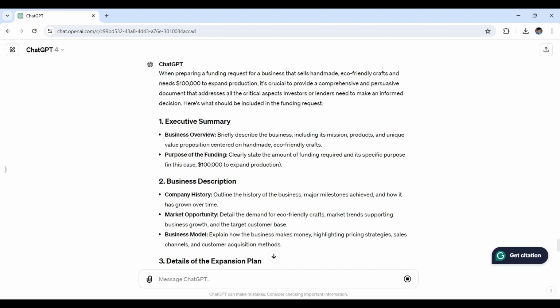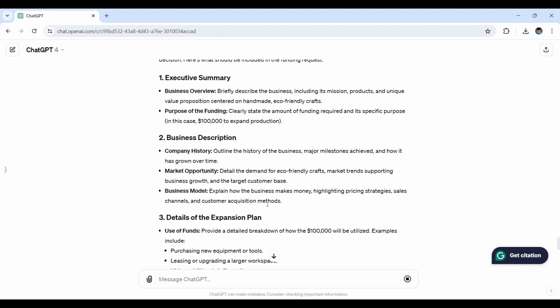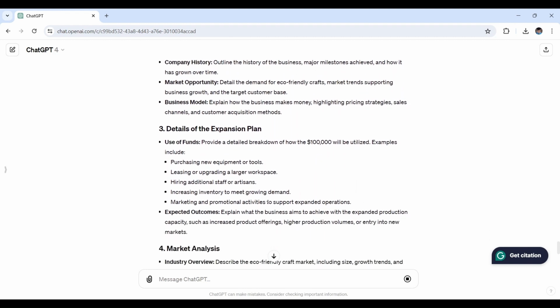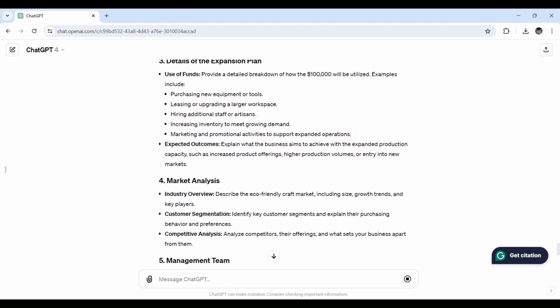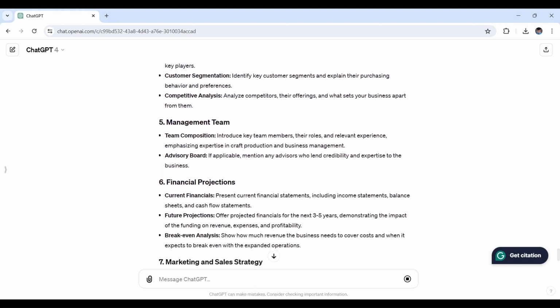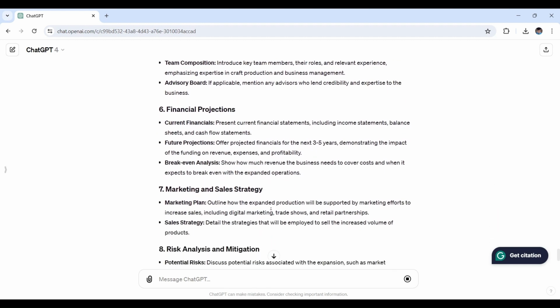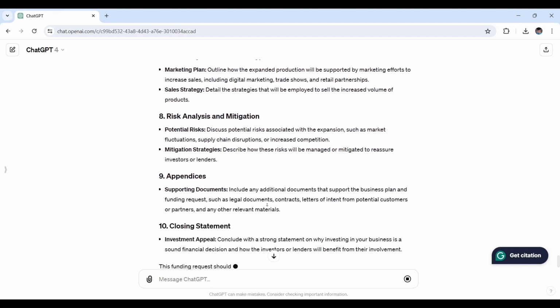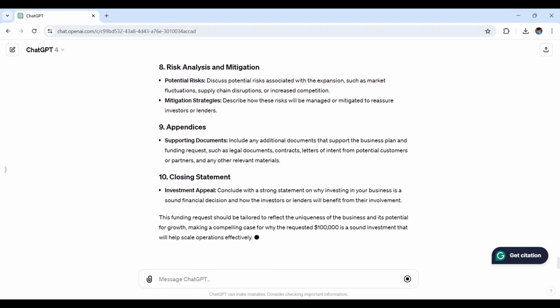And here we go. A clear breakdown can really make your funding request stand out to potential investors. Remember, the clearer the ask, the easier for investors to understand how their funds will be used to grow your business. And here are the results. It's still going. It's going to stop right here. Yeah, here we go.